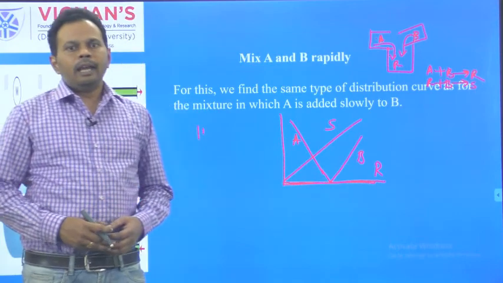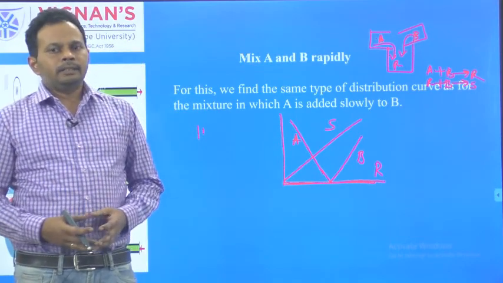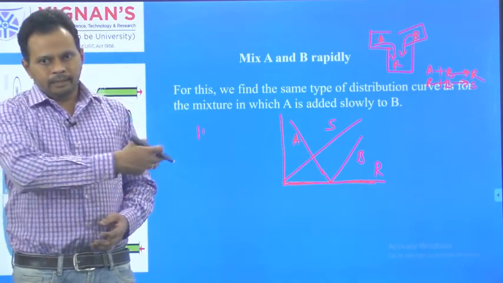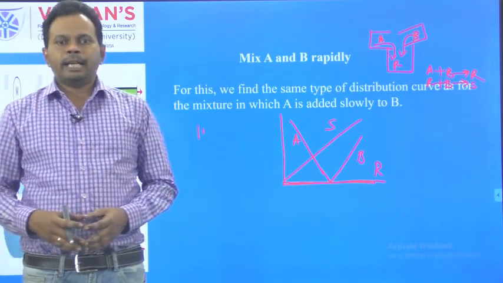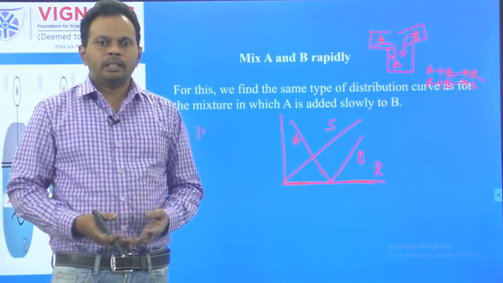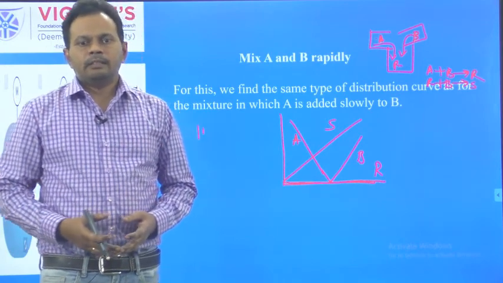So here, when you treat both A and B in these three different ways, we can obtain different types of product distribution. In such cases we can maximize the formation of some product and minimize the formation of some other product.